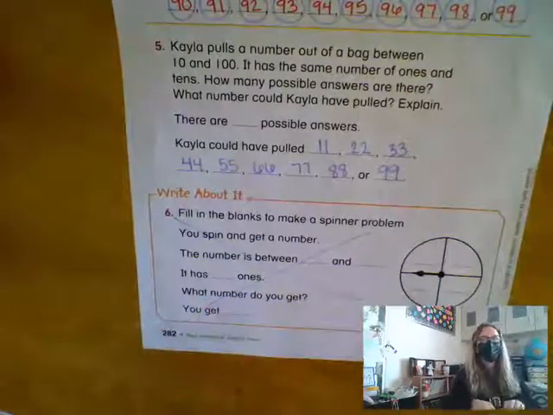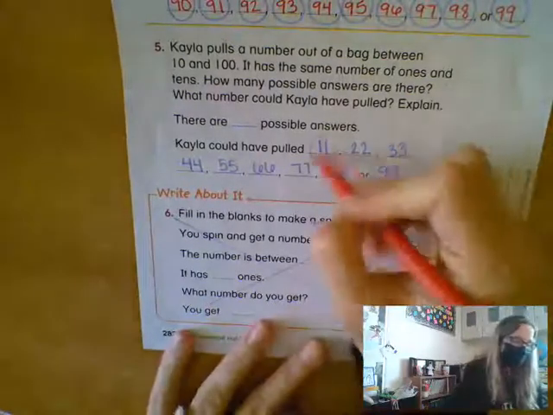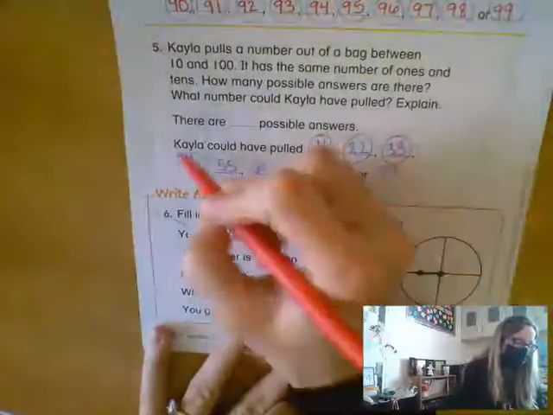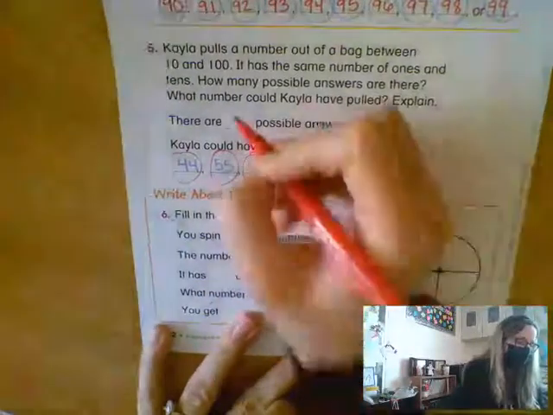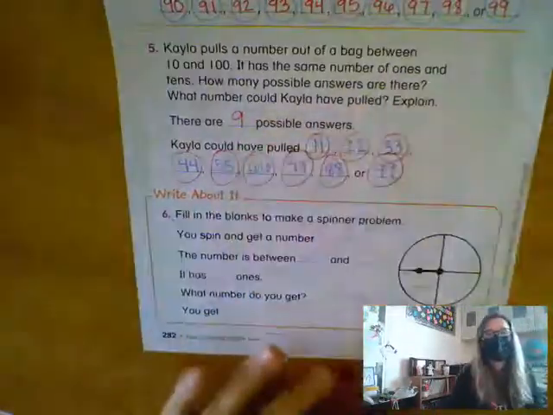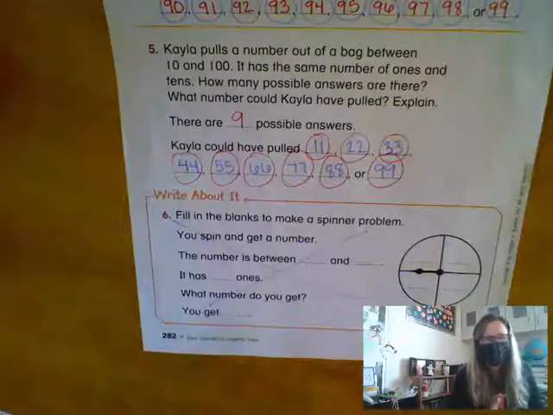How many choices is that? Let's count together. 1, 2, 3, 4, 5, 6, 7, 8, 9. So how many possible choices were there? 9. All right, great job with this, boys and girls.